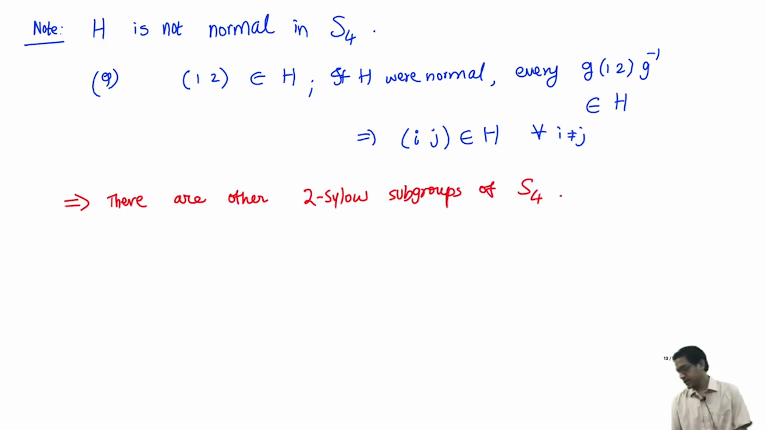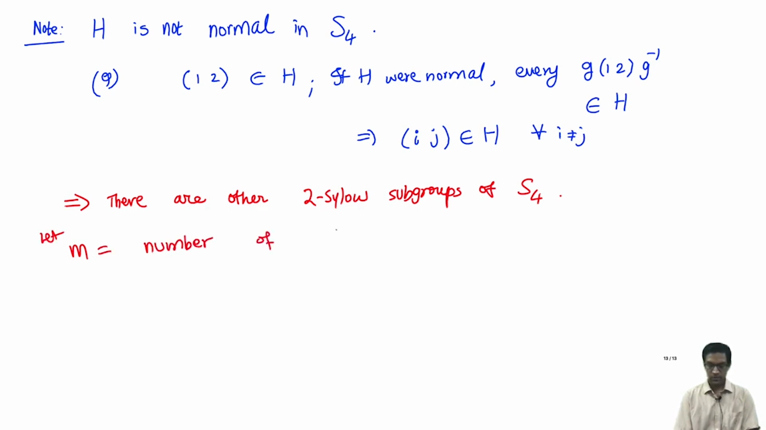Okay, and the question is how many are there? Let's, as always, give that a name. Let M denote the number of 2 Sylow subgroups of S4. Now recall from last time's problem session, we know how to compute this number by the orbit stabilizer theorem. This number, which is just the cardinality of the orbit under the conjugation action, is the cardinality of the group divided by the cardinality of the stabilizer of any one 2 Sylow subgroup.